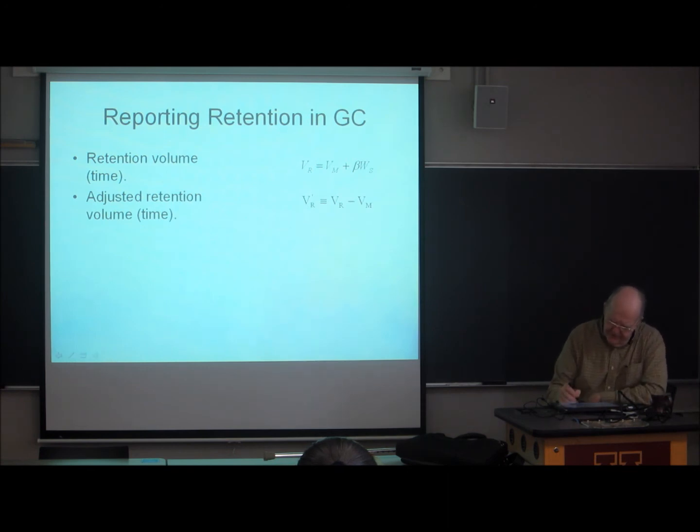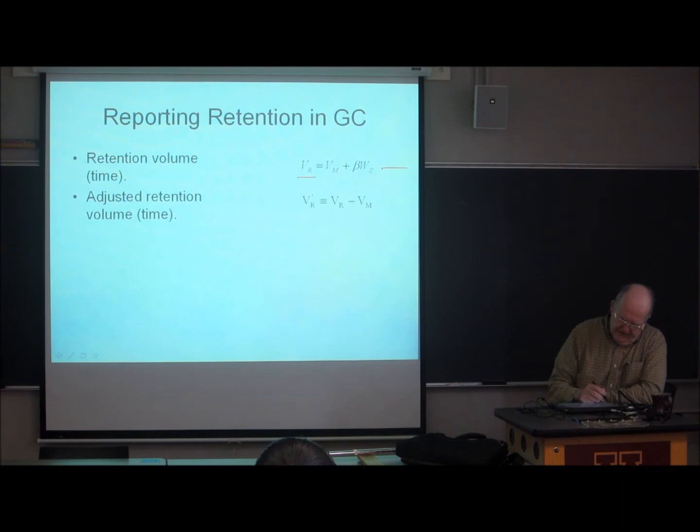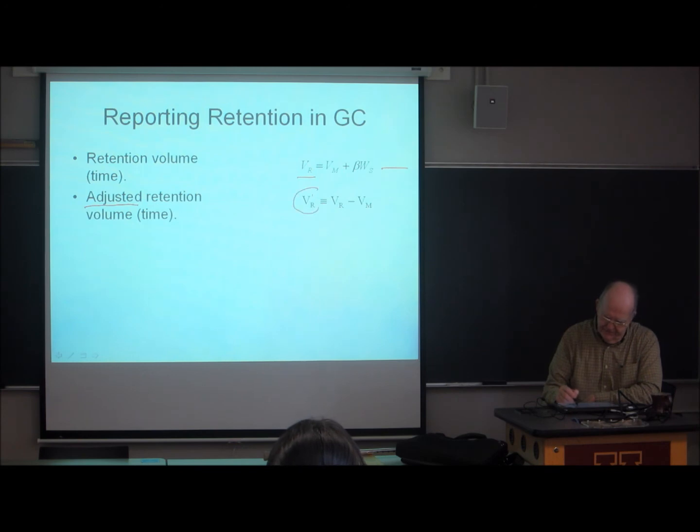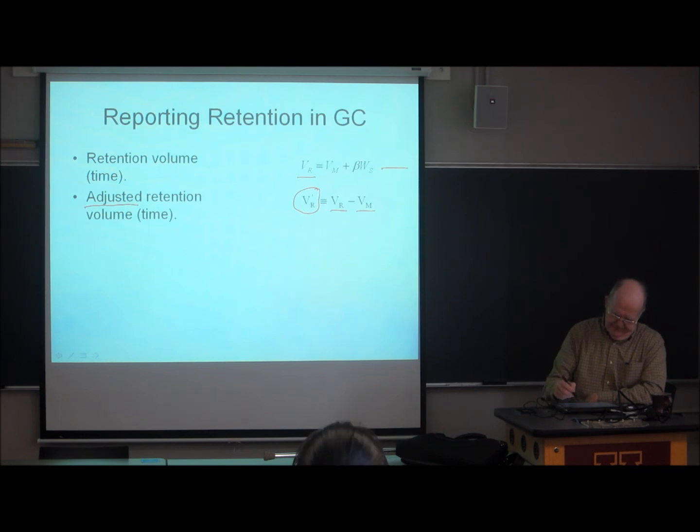Now, frequently, instead of reporting the retention volume or the retention time, which we get by just dividing everything here by the flow rate, you report a thing called the adjusted retention volume. That is denoted VR prime, and is defined as the retention volume less the dead volume, or the retention time less the dead time. These are both what we do in GC and LC.